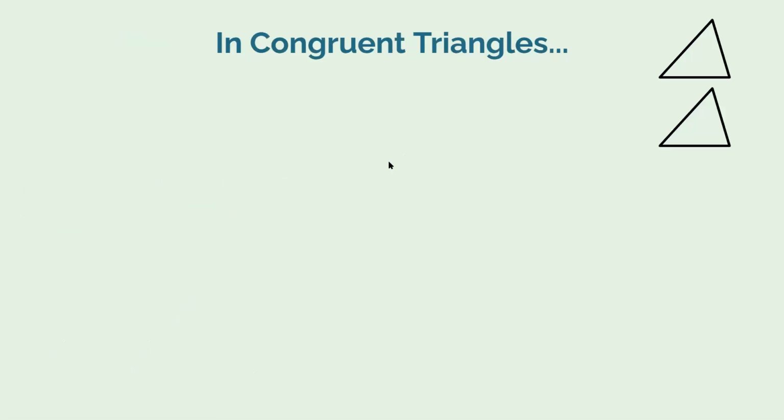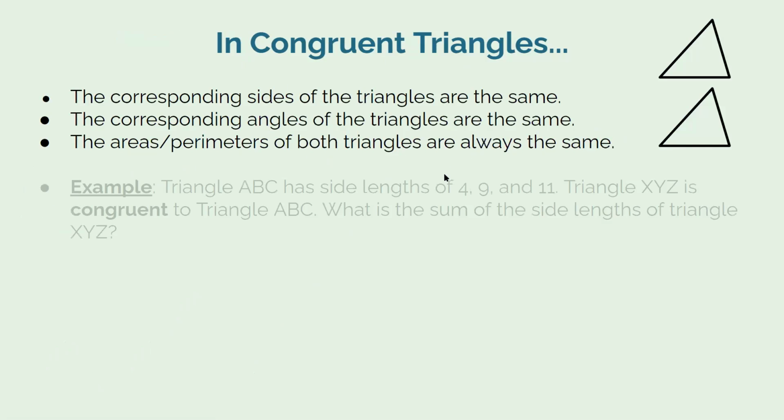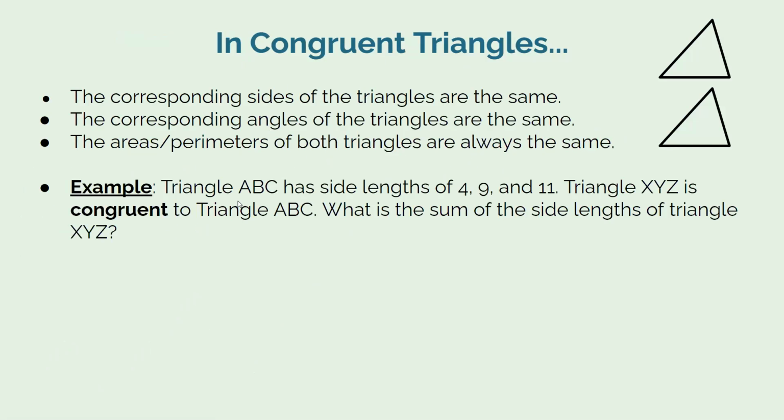Okay, so in congruent triangles, the side lengths are the same, the angle measures are the same, and the area and perimeters of the triangles are also the same. Basically everything about two congruent triangles would be the same, except maybe their position. So for example, triangle ABC has side lengths of 4, 9, and 11. Triangle XYZ is congruent to triangle ABC. What is the sum of the side lengths of triangle XYZ, or in other words, the perimeter?